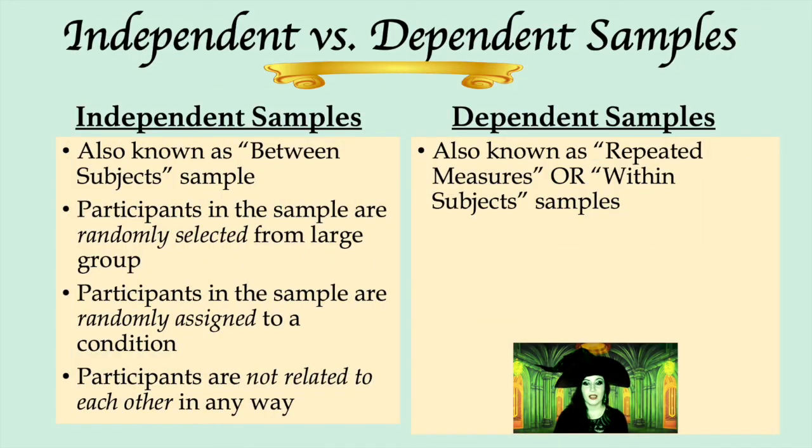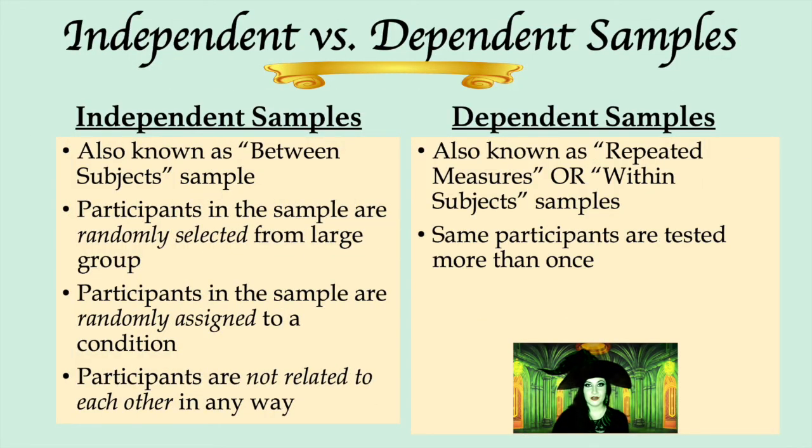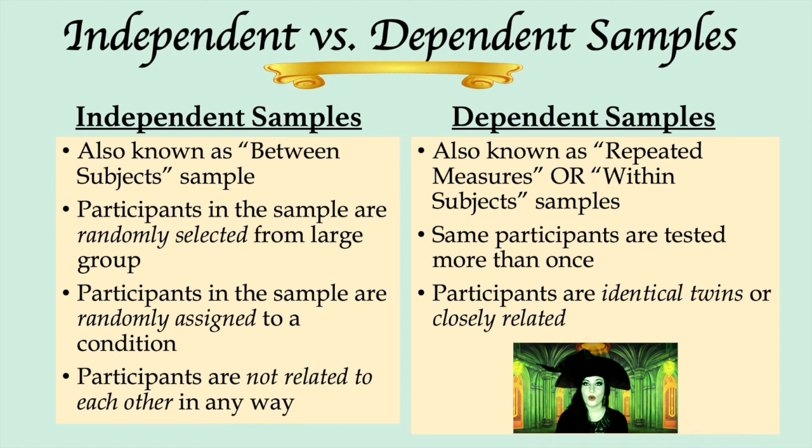So the same participants are going to be tested more than once, or another instance in which we're going to use dependent design is if the participants are very closely related. So this could be, for example, a family. This could be a husband and wife if they have a very close relationship. And it can also be for identical twins.